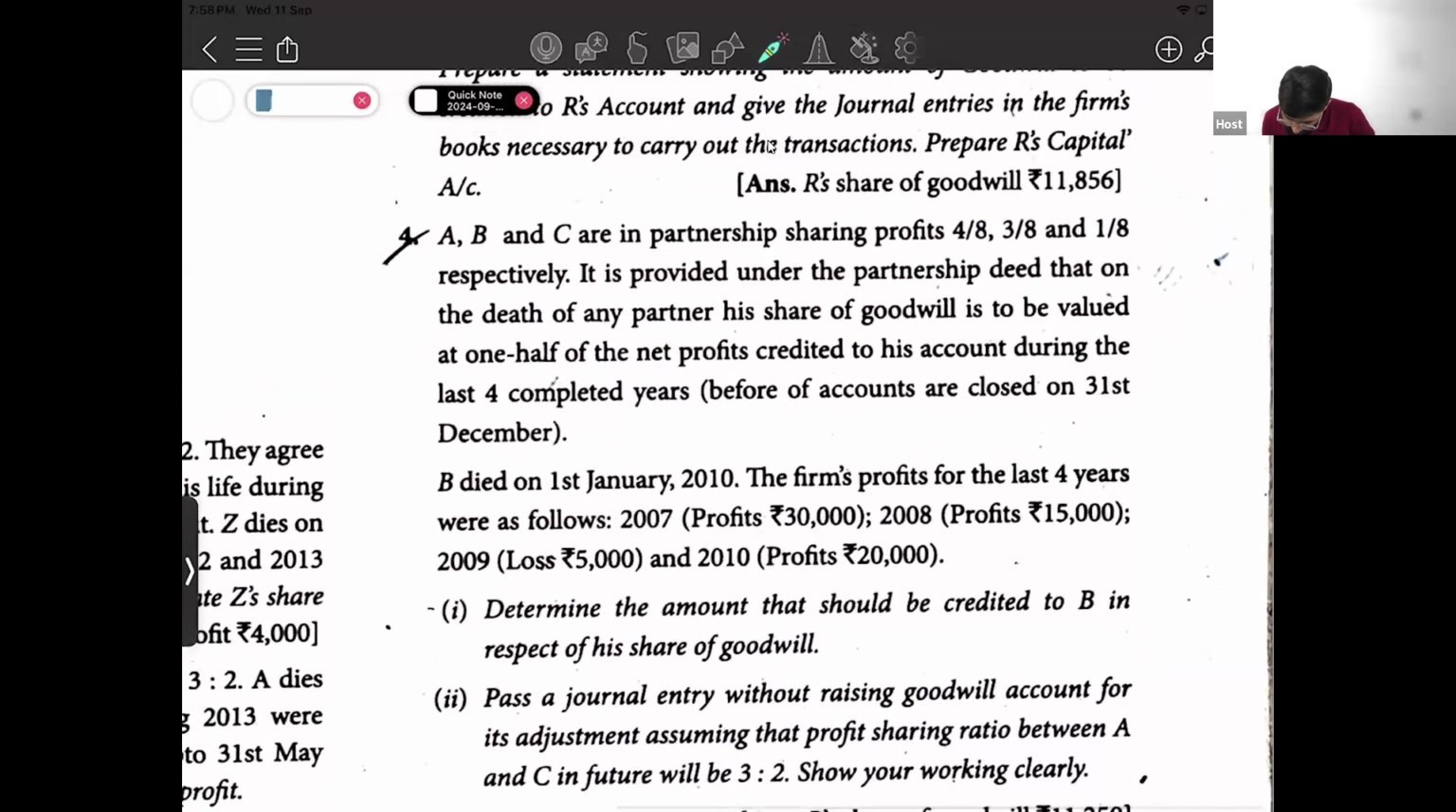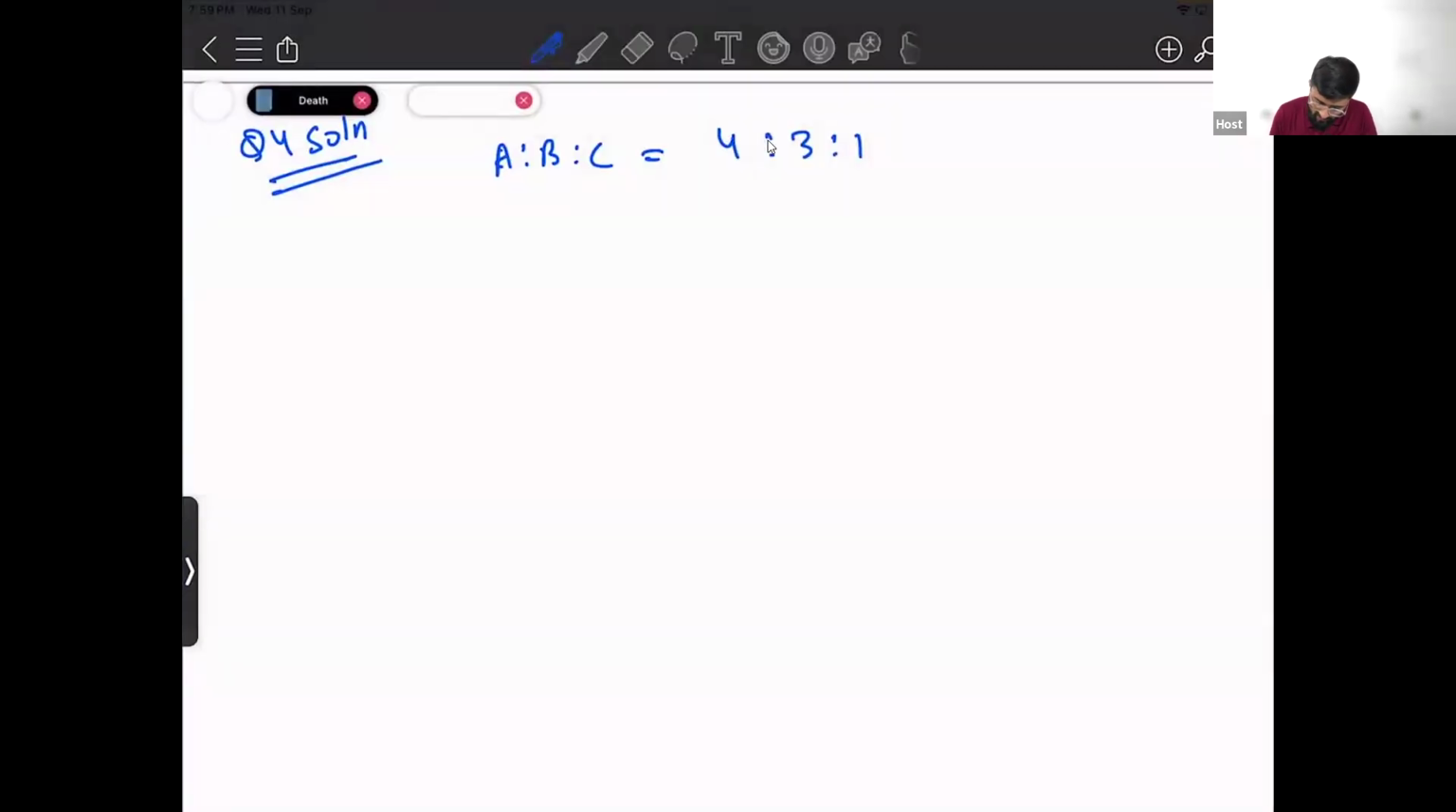It is provided under the partnership deed that on the death of any partner, his share of goodwill is to be valued at one half of the net profits credited to his account during the last 4 completed years before accounts are closed on 31st December. Very simple question. His partner died, B died.